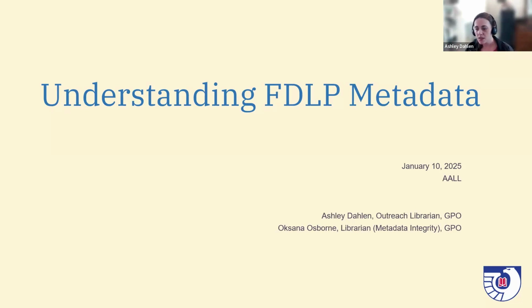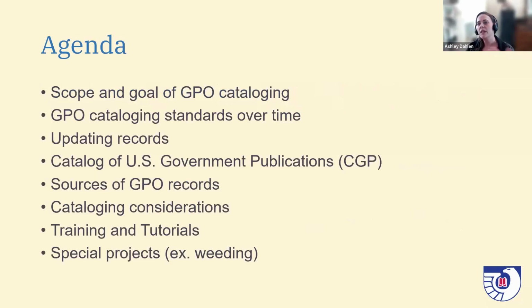So part one is going to be basically, we need you to understand the scope and the goal of GPO cataloging. We need you to understand how cataloging standards have evolved over time, just like everyone else. We need you to understand when GPO goes in and updates records. We need you to understand the CGP, which is our catalog, the Catalog of US Government Publications. We need you to understand that there are differences in the sources of GPO records, and the data that you get out of each of those sources may differ just a little bit.